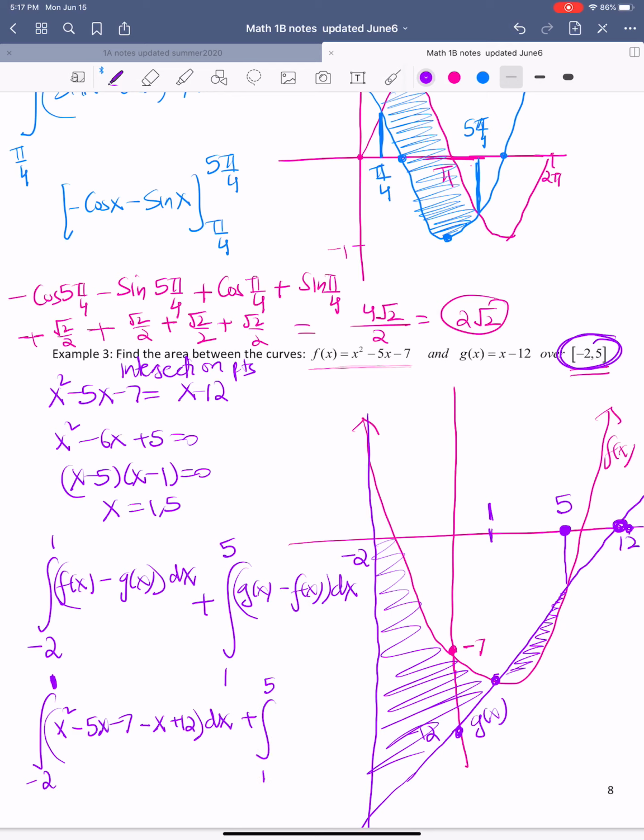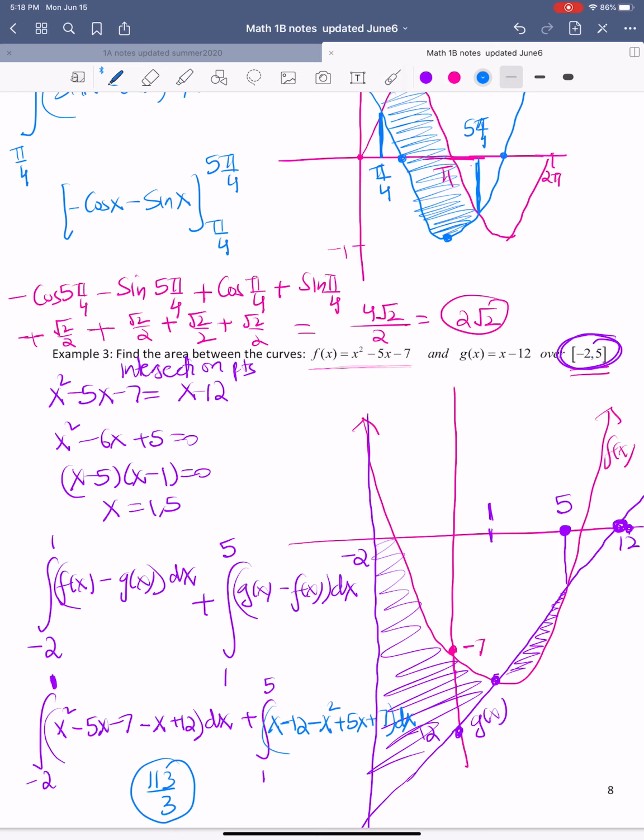Between 1 to 5, I do have the line on the top, which is x minus 12. Again, you're going to distribute the negative sign. So we're going to have negative x squared plus 5x plus 7 dx. And from here, go ahead and simplify. I can use the integral calculator and plug these two definite integrals into the calculator. It should come out to be 113 divided by 3. And that's the area between these two curves.